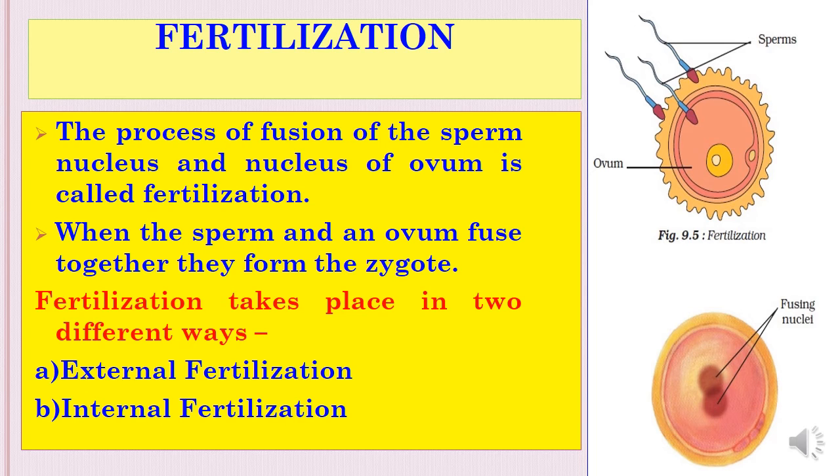Number 2, internal fertilization. Fertilization which takes place inside the female body is called internal fertilization, and internal fertilization occurs in many animals including humans, cows, dogs and hens.